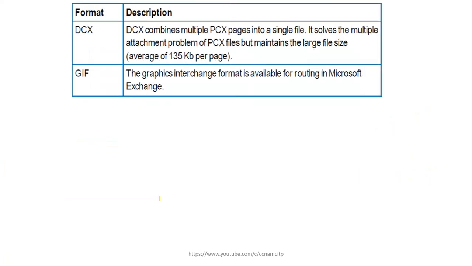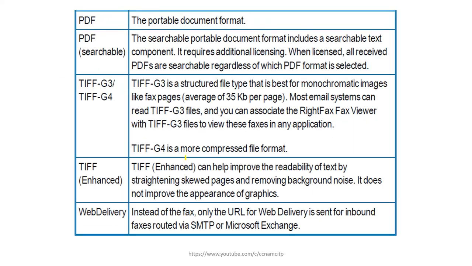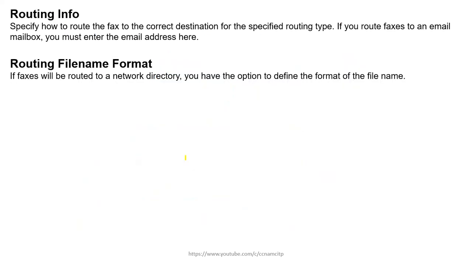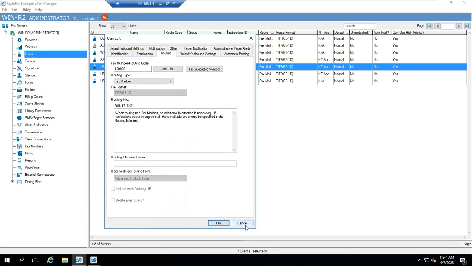Now these are the file formats. You can check. I told you if we select network directory, then DCX, GIF, the graphic interchange format is available for routing in Microsoft Exchange. Okay guys, and PCX, PDF, TIF, once again TIFF, and TIFF enhanced web delivery. These are the file formats we can configure as per the policy and requirement for the user.